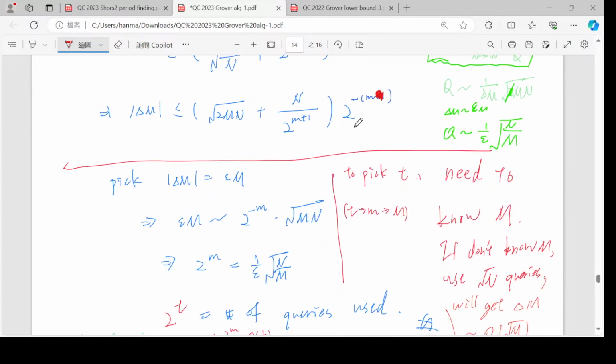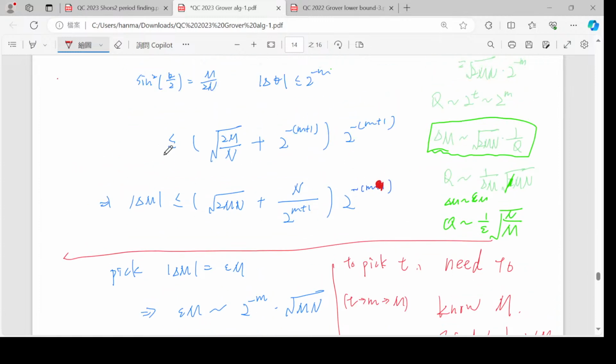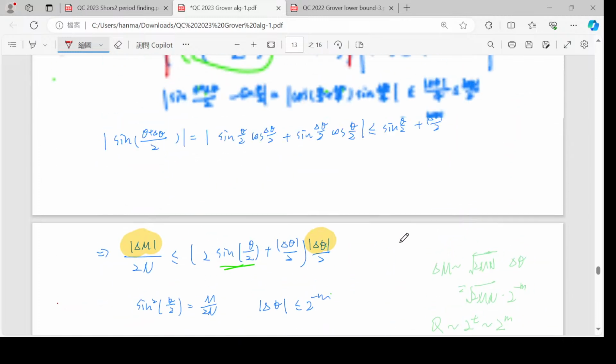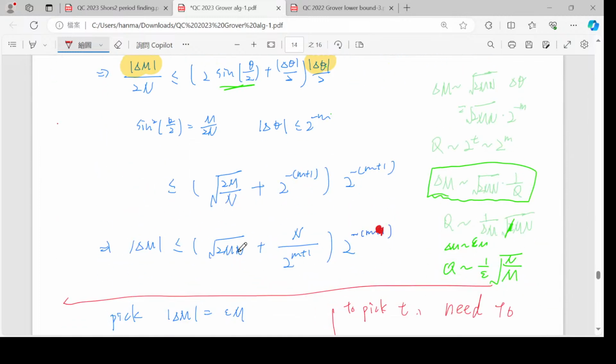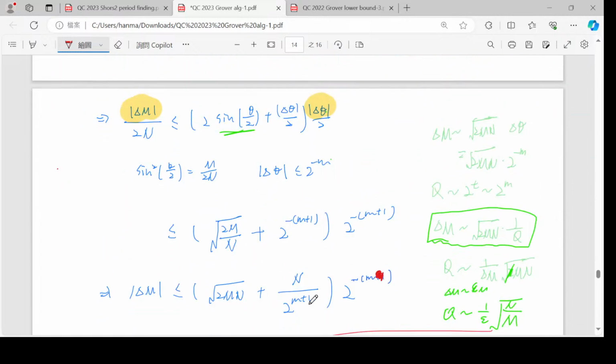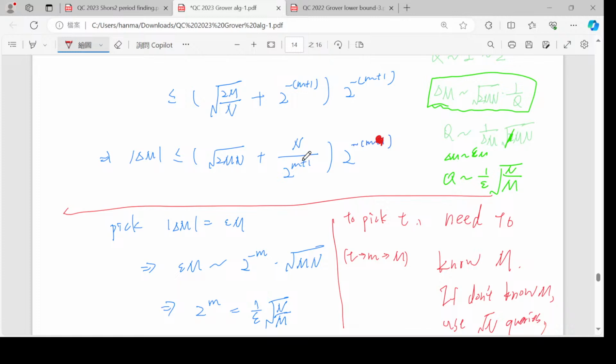We care about big O. And so this is everything. You multiply n on each term here, and then you get this thing. And so once again, you get this square root term, and then we get the second order term n over 2 to the m plus 1. And so this is the error bound on quantum counting.